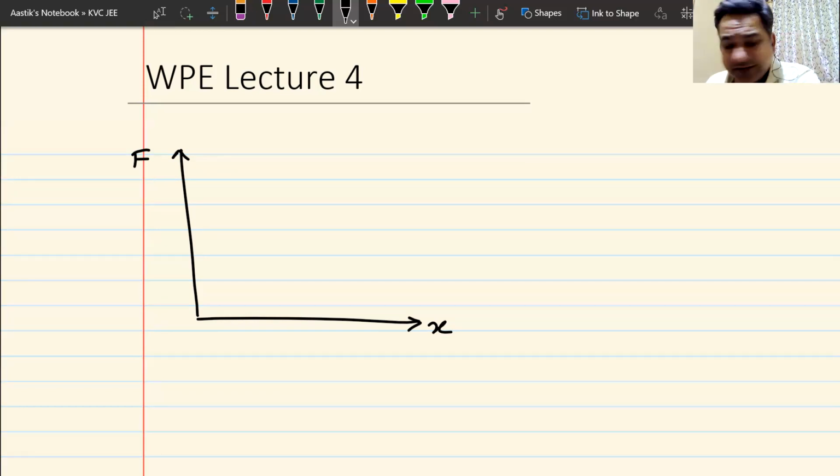Okay, so it is very simple to find out the area under this graph. And I told you area above the x-axis will be taken as positive. Area below the x-axis would be taken as negative.